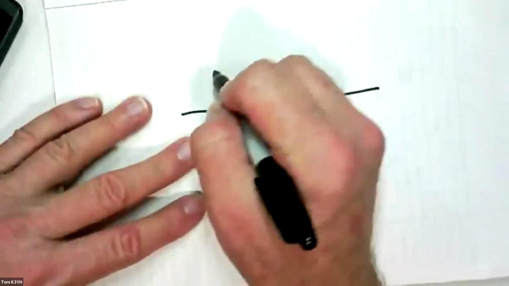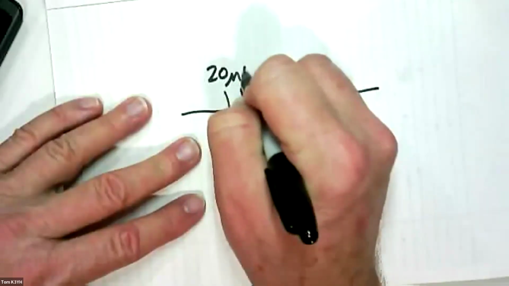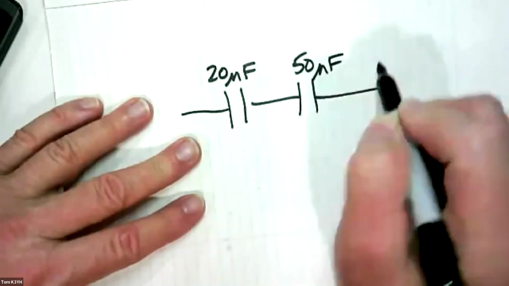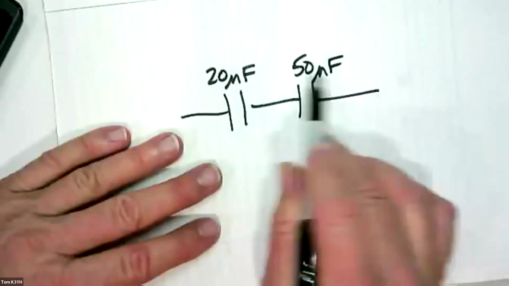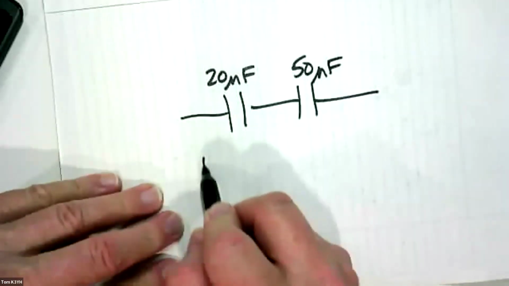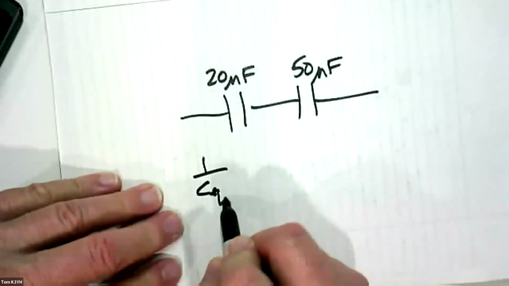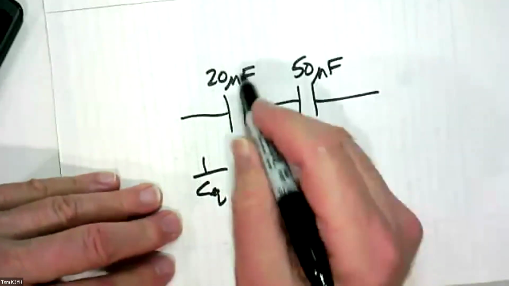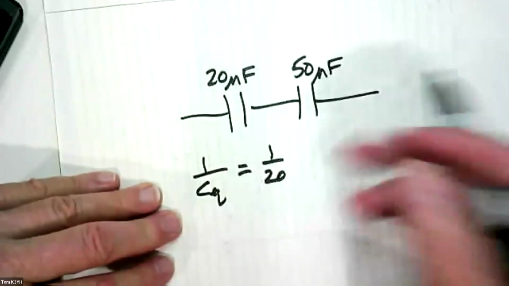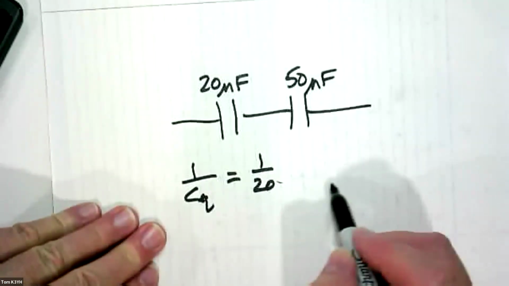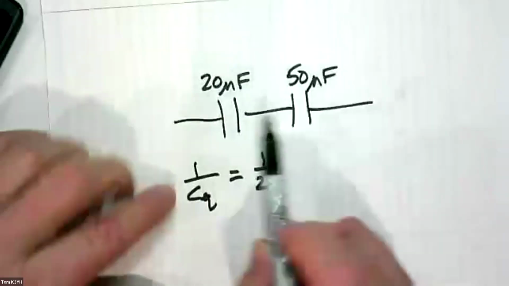Okay, so I've got 20 and 50 in series. And they're both microfarads. And don't fall into a trap. Don't say, oh, they're in series, add them, because they're capacitors. So you have to do the inverse. So 1 over C equivalent is equal to 1 over 20. And notice I left out the microfarad part. I know I've got microfarads, so I'm not going to write 20 times 10 to the minus 6. I just keep that in my head.